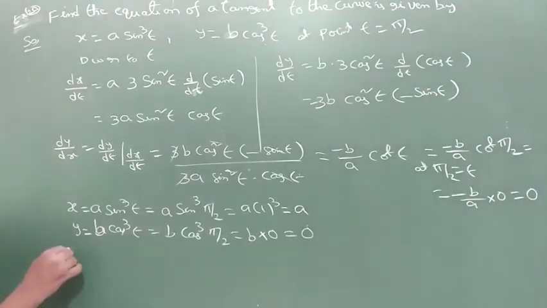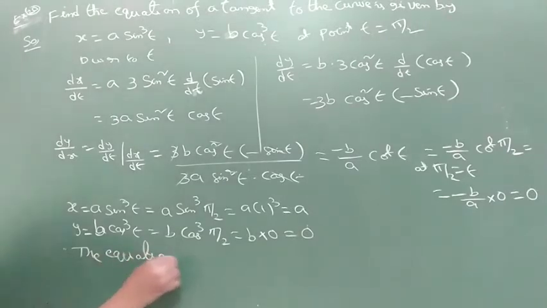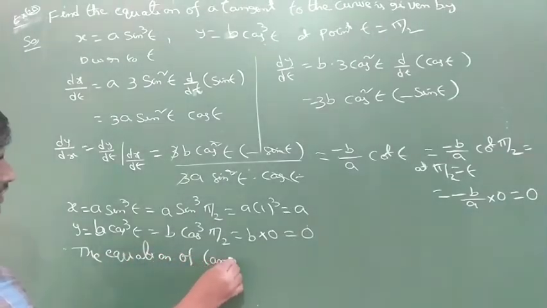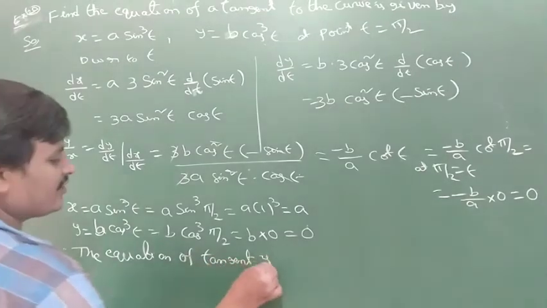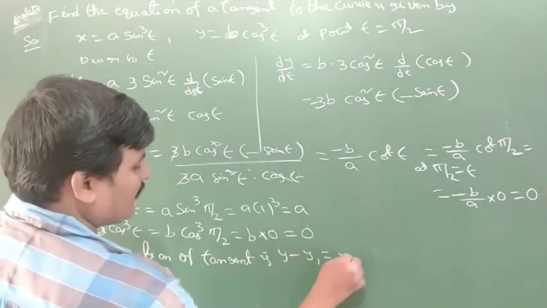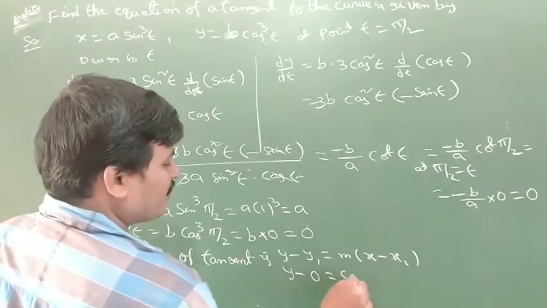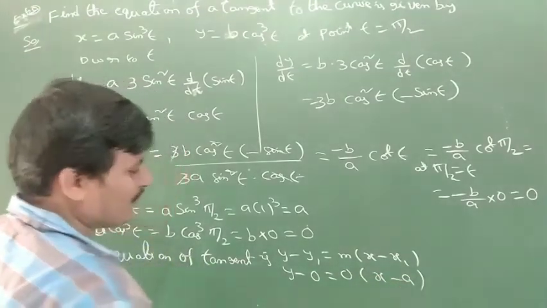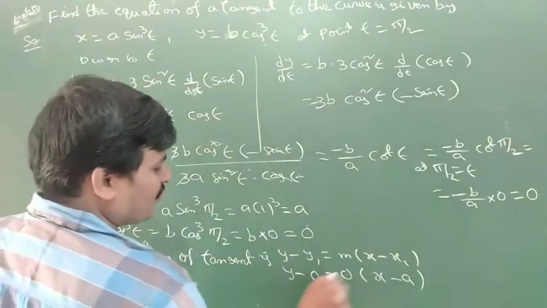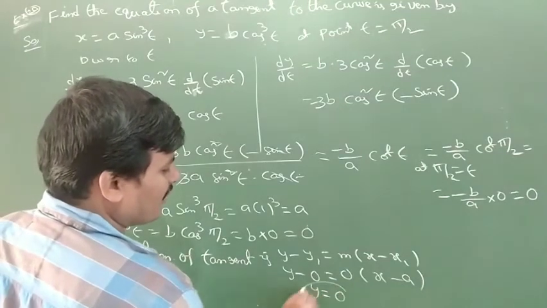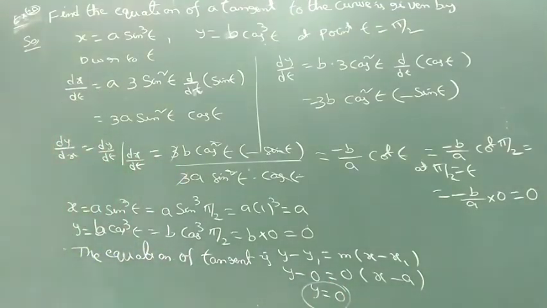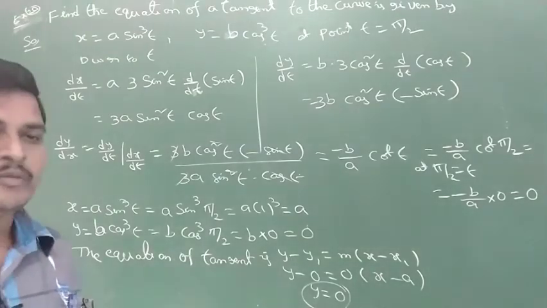So finally, the equation of the tangent. What is the formula? y minus y1 is equal to m into x minus x1. Since m is 0, 0 into anything is 0, so y minus 0 is y. So finally, the equation of the tangent is y is equal to 0. Okay, now this is the second type of problems.